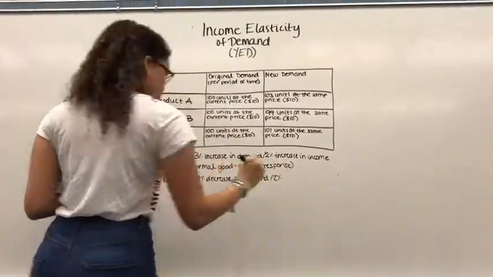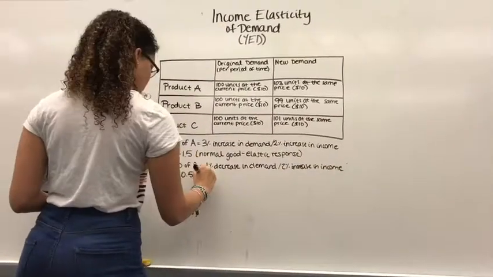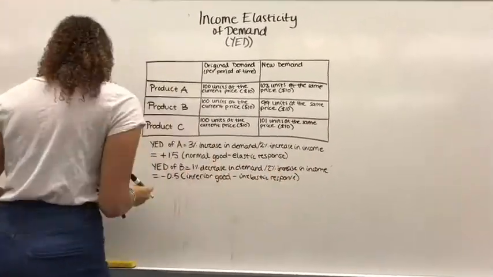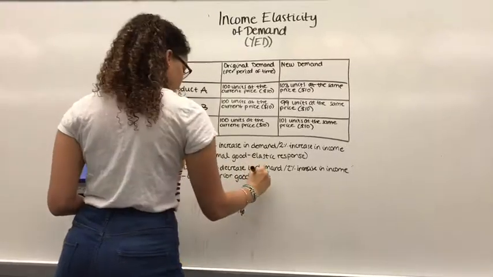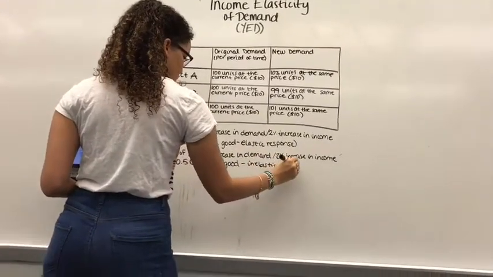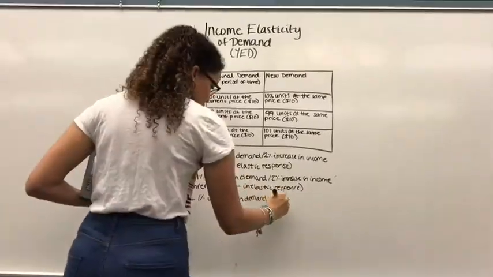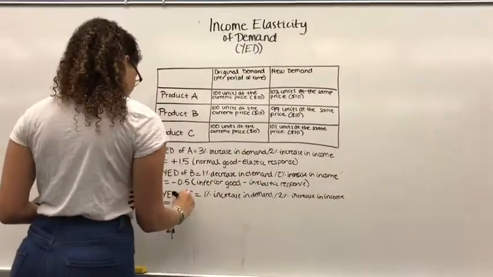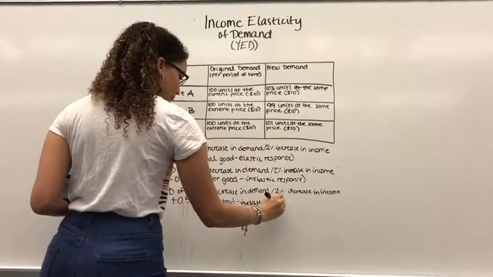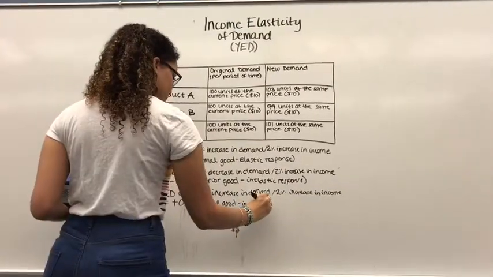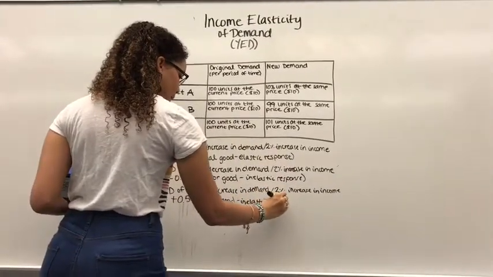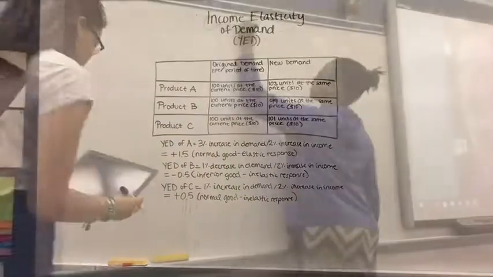The YED of product B is found by dividing the 1% decrease in demand by the 2% increase in income. The result, negative 0.5, proves that the good is inferior with an inelastic response as it is negative and less than 1. Lastly, the YED of product C is found by dividing the 1% increase in demand by the 2% decrease in income. The result, positive 0.5, proves that the good is normal with an inelastic response as it is positive and less than 1.